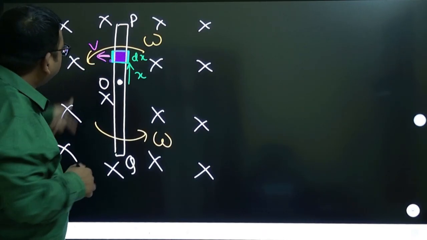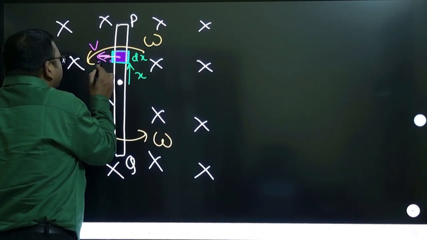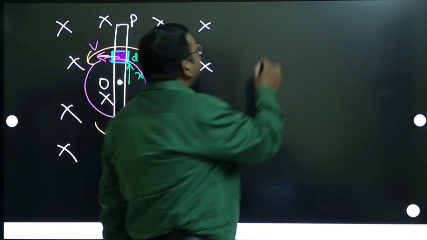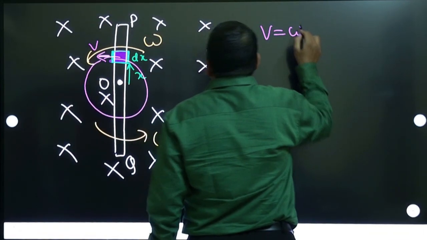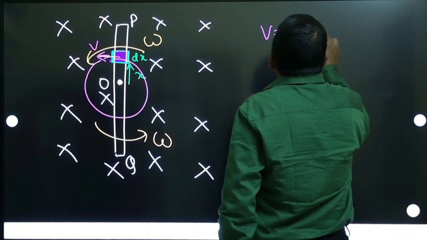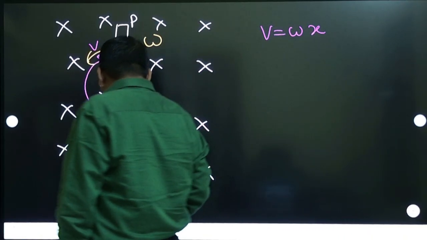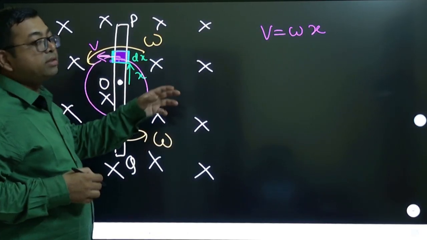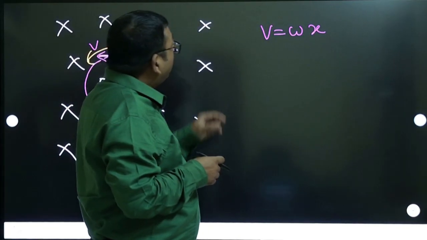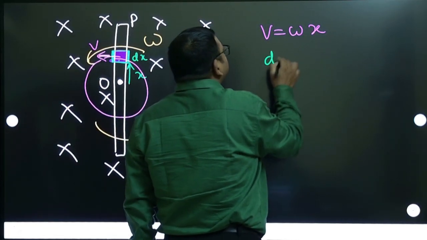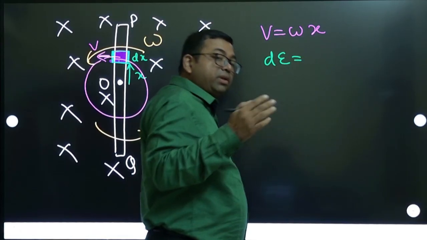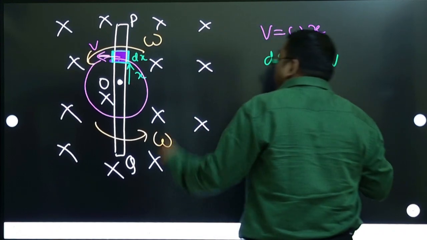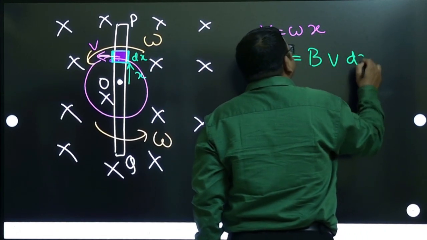Because this is a circular motion, we can write v equal to omega r. So v is equal to omega x, since the radius is x. This is a small element moving with this velocity, and there is an EMF induced in it. For that small EMF we can use the formula B v l. B is the magnetic field, v is this velocity, but its length is very small, so that is dx, correct?